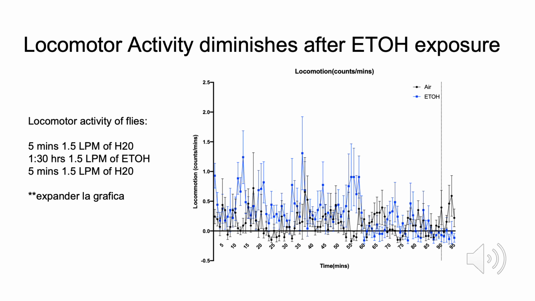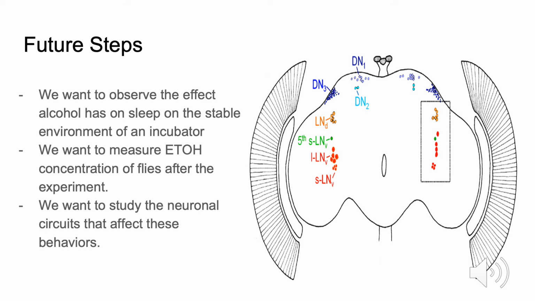And we have done some preliminary analysis of this. And what we have observed after studying various exposure times and various doses is that flies diminish their locomotor activity after being exposed to 1 hour and a half of 1.5 liters per minute of ethanol vapor. So later on, what we want to do is expose flies to ethanol while they're inside the incubator inside the monitors with the parameters just described above, 1.5 liters per minute for 1 hour and a half, and observe the overall effect that has on sleep.